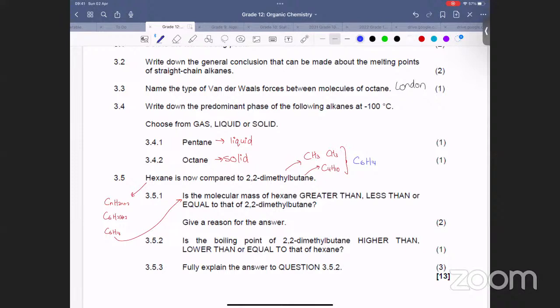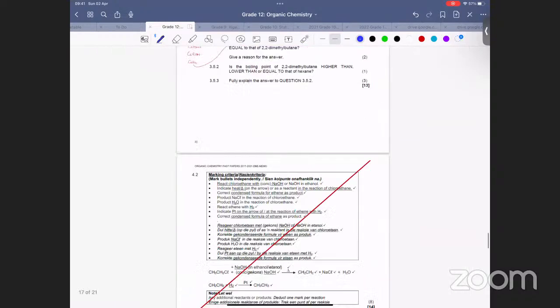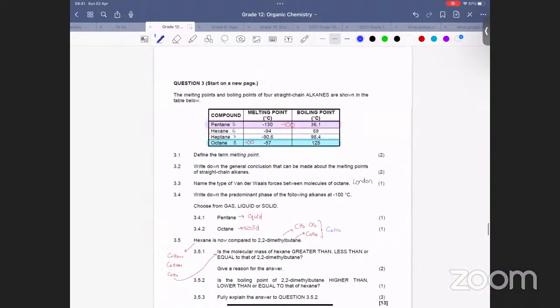Let's look at the next one. Is the boiling point of 2,2 dimethylbutane... oh, we just answered that, and we just answered the fully explain your answer. For the last step, don't forget: less energy is required to overcome the intermolecular forces. Okay, so I think that question is done.